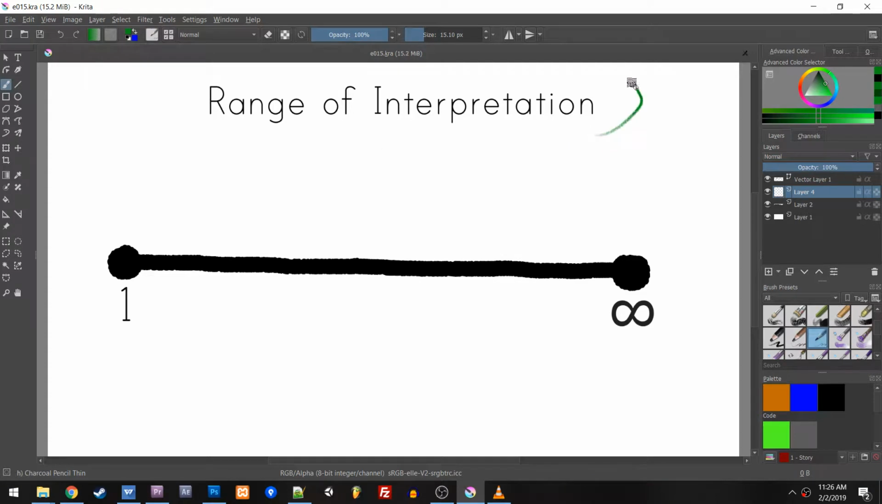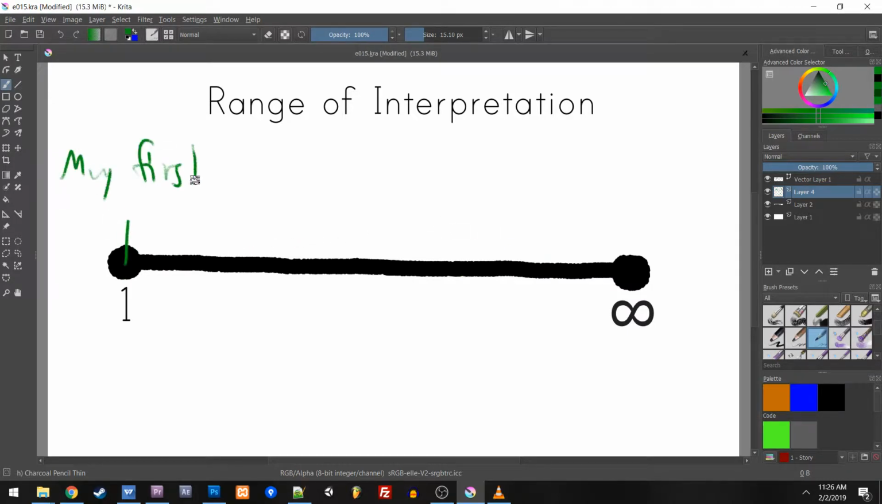Today we are going to look at range of interpretation. Range of interpretation is all about how many ways you can take any sort of communication. And since we're talking about storytelling, which is telling a story, communicating a story, this is very relevant to us. So range of interpretation goes from 1 to infinity. And basically what this means is that every time that you communicate in any way, your communication can be taken between 1 and infinite ways, which sounds kind of broad, and it is, but this is actually very useful for us.